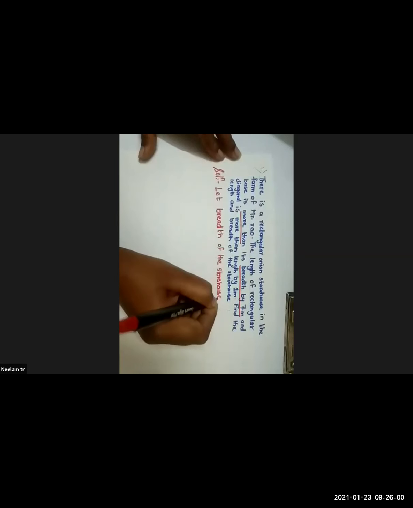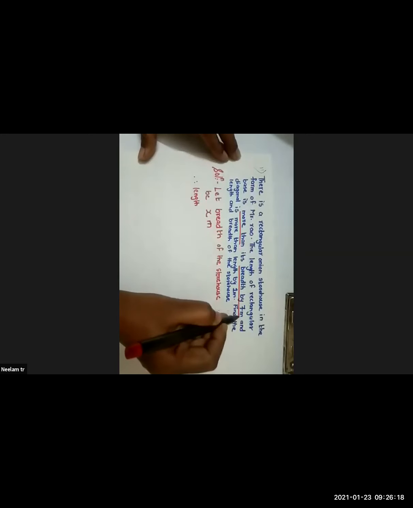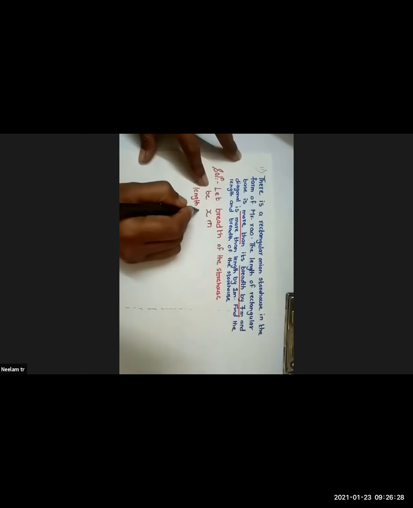Let's think of the storehouse. Let the breadth be x meters. The length of a rectangle is more than its breadth by 7 meters. So the breadth is x, but the length is 7 more. So what will the length be? X plus 7 meters.